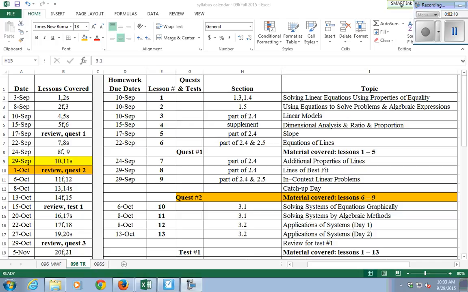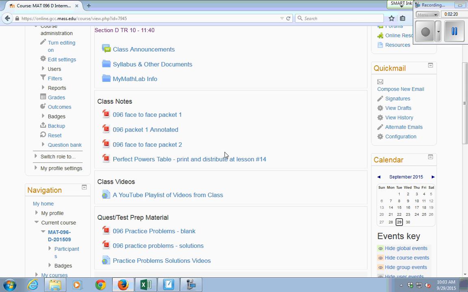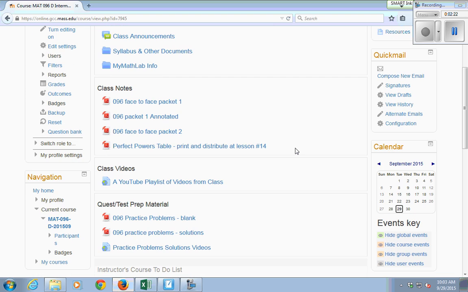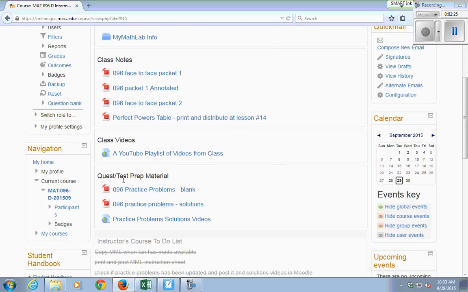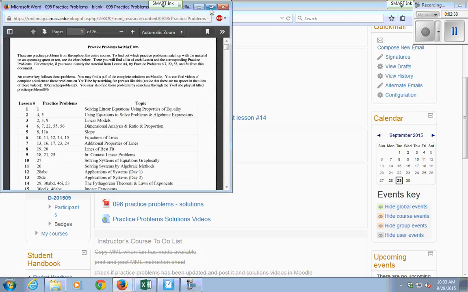All right, so any questions about the quest or the schedule? Oh, I wanted to tell you resources for preparing for the quest. So I logged into our Moodle site, and if you scroll down to the bottom, there's quest / test prep material. There's the practice problems packet. Everyone has a printed copy, assuming you didn't lose it, but it's here if you need a fresh one. Practice problems blank.